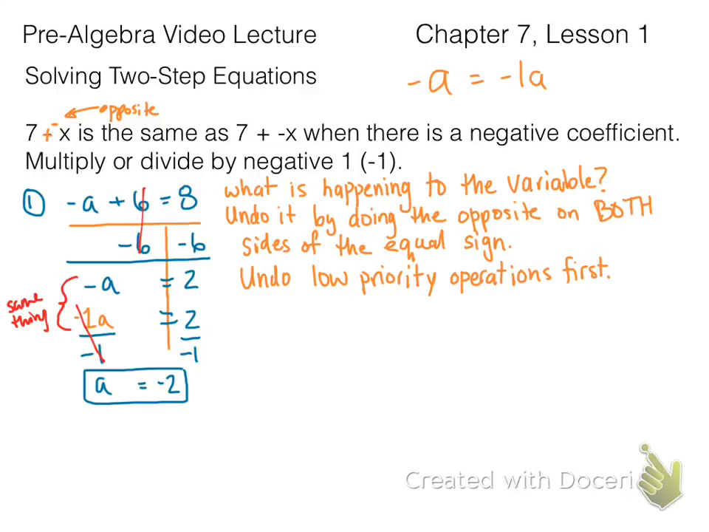All right, and you can go and check your work. If you have the opposite, negative a plus 6 equals 8. And remember, whenever you replace a letter with a number, you put the whole number inside of parentheses. And that will become important later. So the opposite of negative 2 is positive 2 plus 6 equals 8. Beautiful.